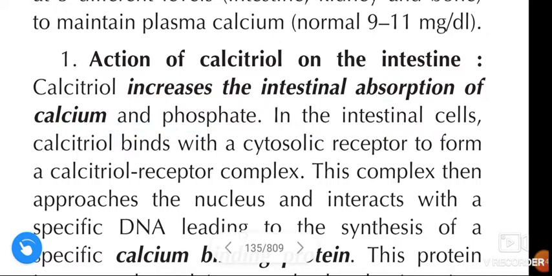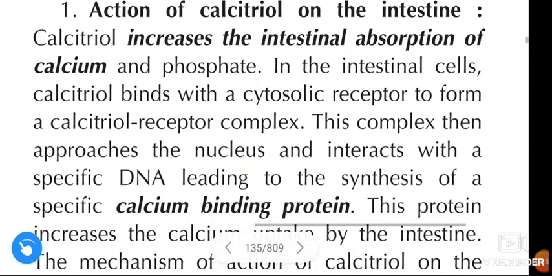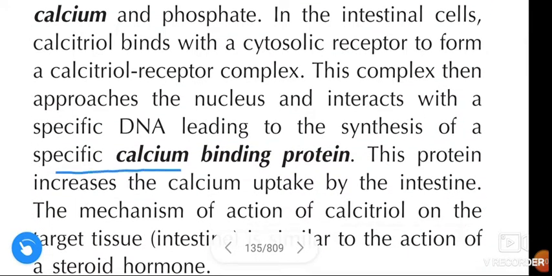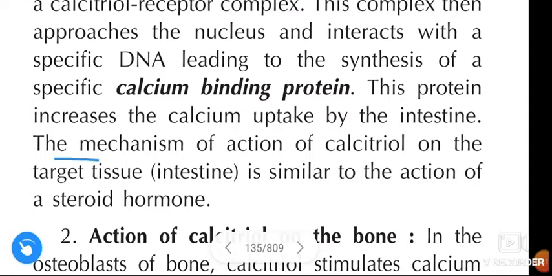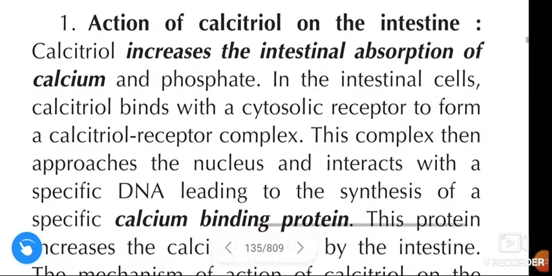In the intestinal cells, calcitriol binds with a cytosolic receptor to form a calcitriol receptor complex. This complex then approaches the nucleus and interacts with a specific DNA, leads to the synthesis of specific calcium binding protein. This protein increases the calcium uptake by the intestine. The mechanism of action of calcitriol on the target tissue, that means intestine, is similar to the action of a steroid hormone.